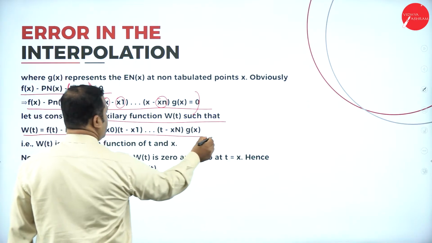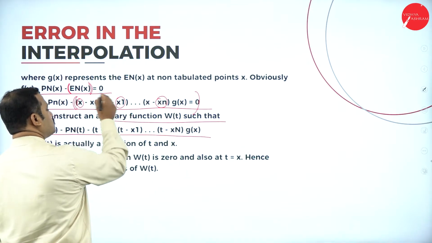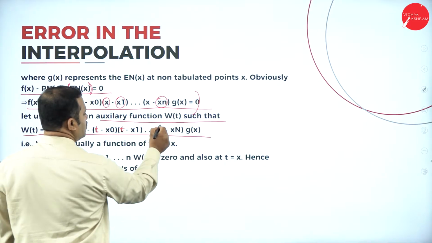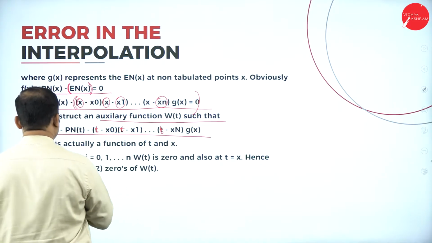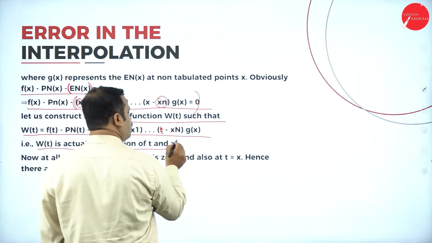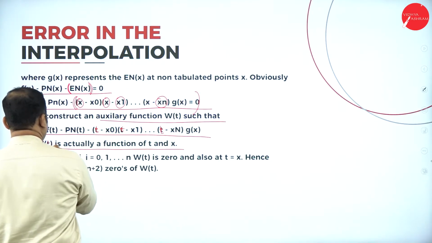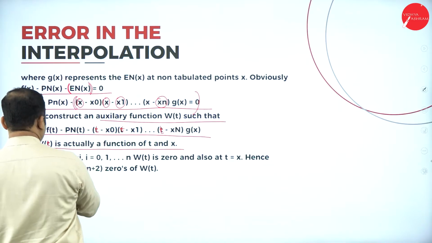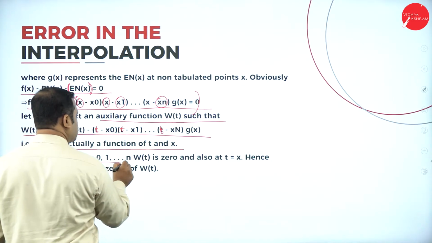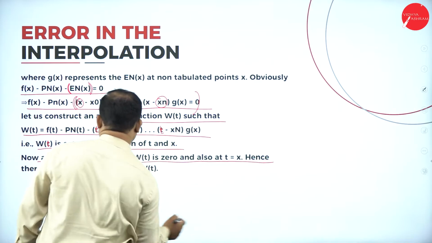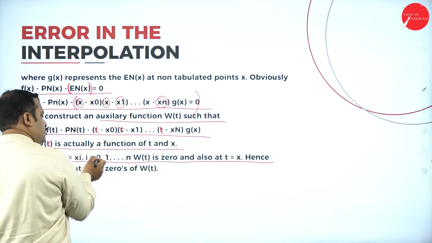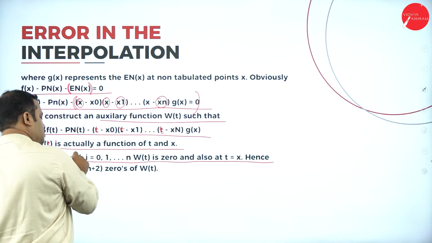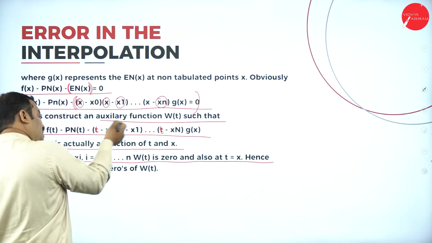I am expressing it in terms of t now, not in terms of x. So I have t in place of x, t in place of x, t in place of x. If that is the case, w of t is actually a function of t and x, because we have t here. T is a function of w. So we have now at t equal to xi, where i equal to 0, when i equal to 1, when i equal to 2, when i equal to n, we have x0, x1, x2, xn.